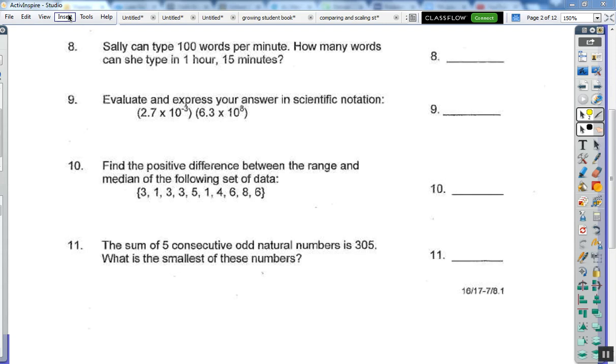All right, so we're going to continue the Mathletics competition 2016-2017 written round. We're going to start with problem 8. Sally can type 100 words per minute. How many can she type in 1 hour, 15 minutes?